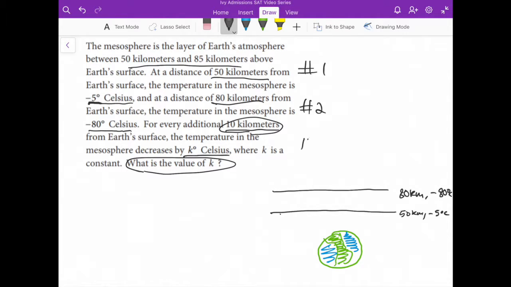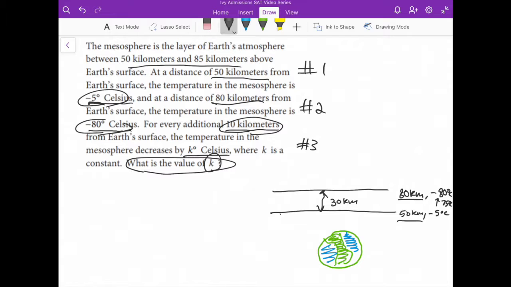And now the third part of the question is what we just evaluated earlier, which was we need to find the value of k, which means that every additional 10 kilometers from the Earth's surface, the temperature decreases by this constant value. So what we have so far is we have these two distances, 50 kilometers and 80 kilometers, and we know that the difference between these two distances, as we can see here, is 30 kilometers. And we know that the change that is experienced from the temperature as we go further away from the Earth, in this case, is a change of 75 degrees Celsius, because the temperature originally is -5 degrees Celsius, then it drops to -80 degrees Celsius.